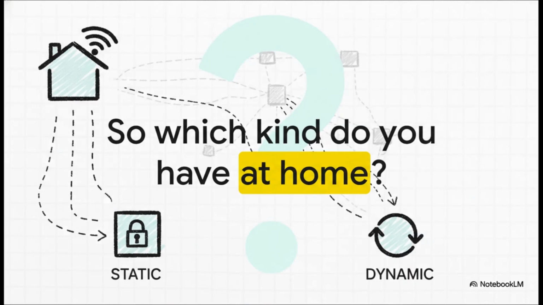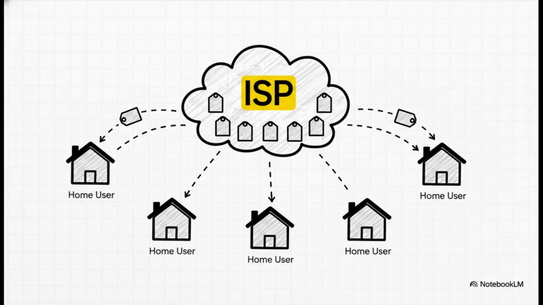So, take a guess. The IP address that your internet provider gives to your home router, do you think it's static and permanent, or is it dynamic and always changing? If you guessed dynamic, you're absolutely right. Almost all of us have dynamic IPs for our homes. For your ISP, it's just a much more efficient and cost-effective way to manage their pool of public IP addresses, just handing them out to customers as they're needed.